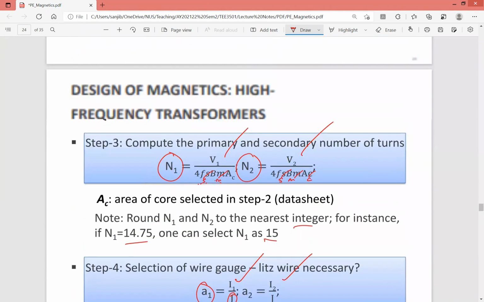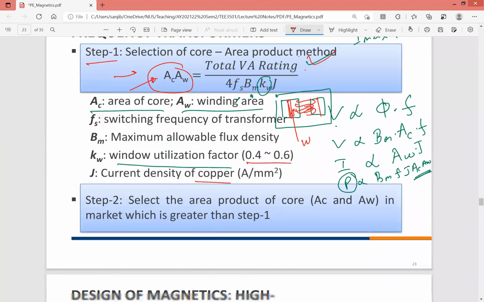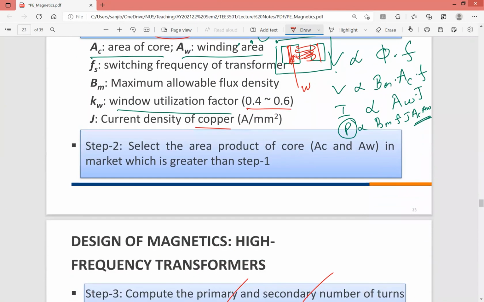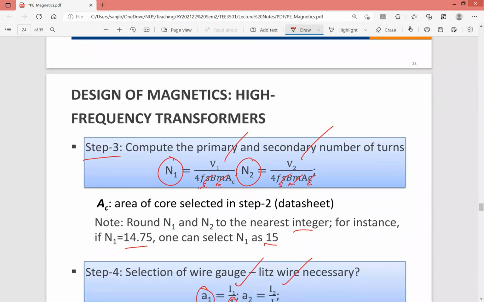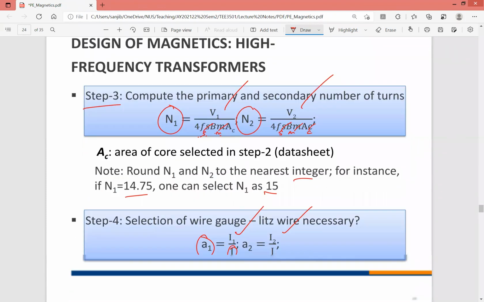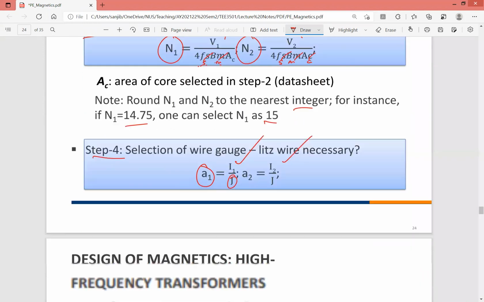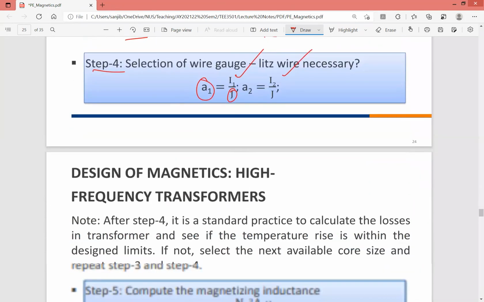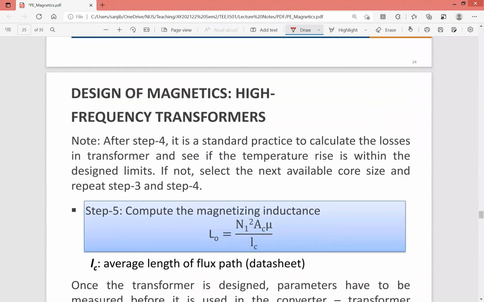So what did we choose here? We chose the core in step one: what core to use. Step two, basically we calculate step one, and we choose something that is nearest in the catalog, which is bigger than the calculated value. Step three decides how many turns are necessary for the primary and secondary. And step four decides the size of the conductors on the primary and secondary side. So now we can actually do the winding and build the transformer.